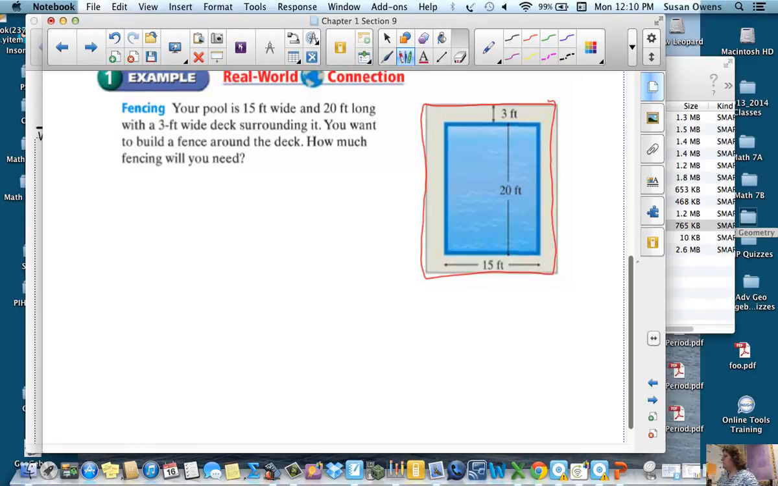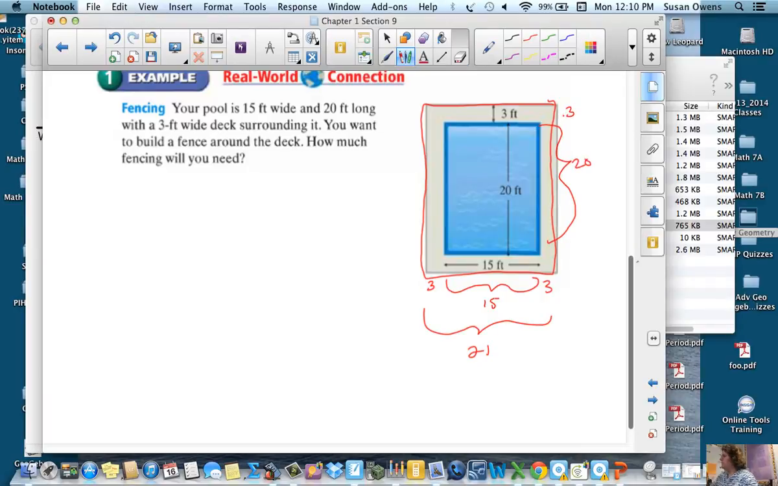The only hard part about this problem is even though it's 15 from here to here, we've got an extra 3 feet on both sides. So this is really 21 feet. And the same for this direction. This is 20 feet, but that's 3 feet up there, that's 3 feet down there, so really we have 26.